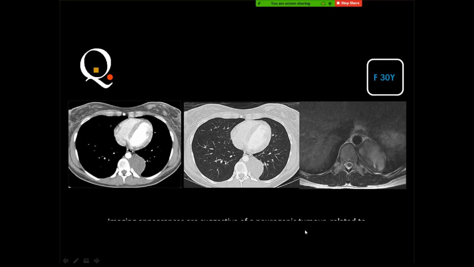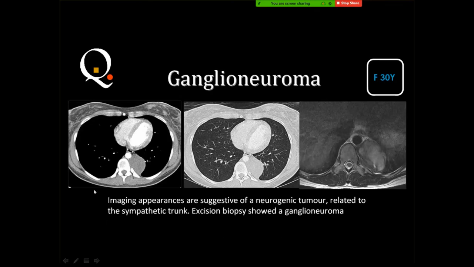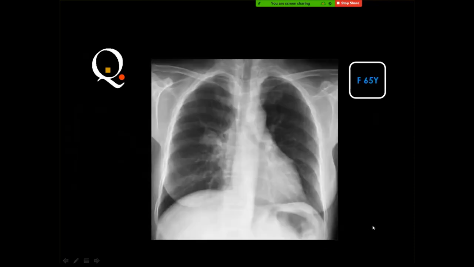Neurogenic mass, no? Yes, very good. And this is a neurogenic tumor, a posterior mediastinal tumor. It has a smooth margin, and you see the clear, sharp margin, meaning that this is a benign lesion, not a bronchogenic carcinoma, for example. And this is the appearance of the tumor in the MRI. Very good.